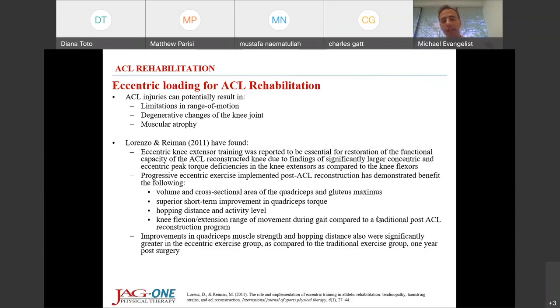Progressive eccentric exercise implemented post-ACL reconstruction has demonstrated benefit to the following: volume and cross-sectional area of the quads and glutes, superior short-term improvement in quadriceps torque, hopping distance and activity level, and knee flexion extension range of motion during gait compared to a traditional post-op ACL reconstruction program.